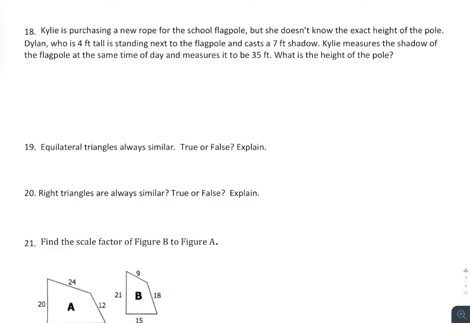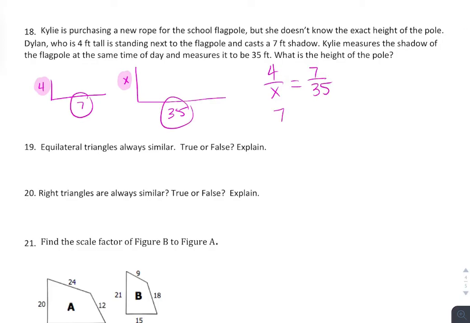Moving on to the back. It says Kylie is purchasing a new rope for the flagpole. She doesn't know the height. Dylan is 4 feet tall, sitting next to the flagpole. He casts a 7-foot shadow. Then we have Kylie, and she measures the shadow of the flagpole to be 35. So we want to know the height of the pole. So we're just going to set up a proportion. 4 and x are going to go together. 4 over x, and we're going to have 7 and 35. So 7x equals 4 times 35. Divided by 7, x equals 20.